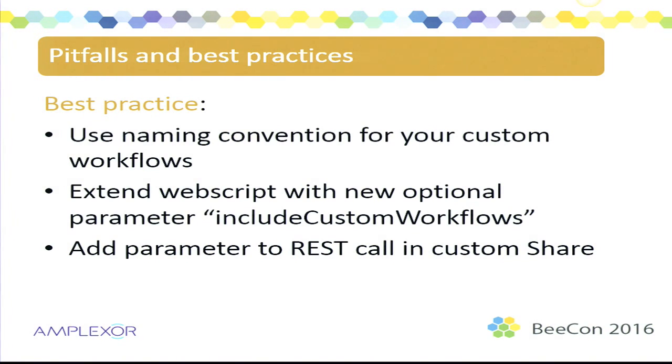Second step is then to extend the backend web script to accept an extra optional parameter, for example, include custom workflows. Now that could be a boolean. If it's true, it's only going to return your custom workflows. If it's false or missing, it's only going to return the out-of-the-box workflows. And then third step, add that extra parameter to your web script call in your customized Share.